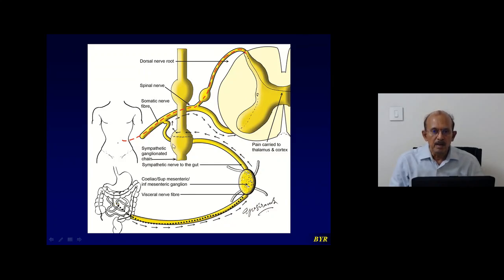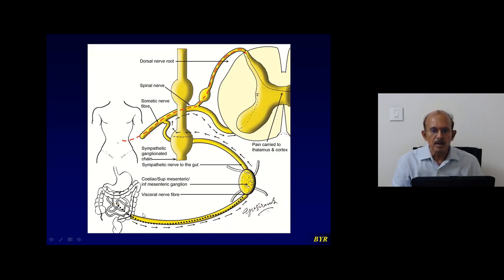So when these pain fibers from the gut are passing, these fibers and these fibers are almost admixed. That means the impulses are not mixed, but these fibers are all in close contact to one another. So because of this close contact, some of these impulses are carried on these pain carrying fibers.